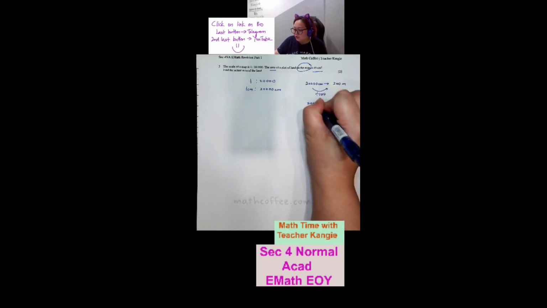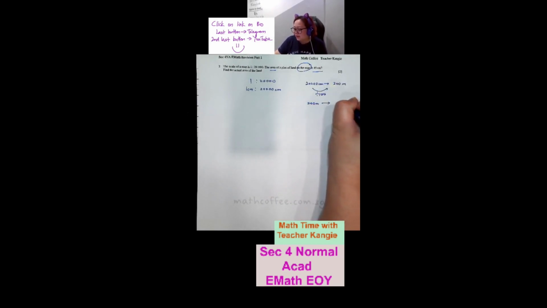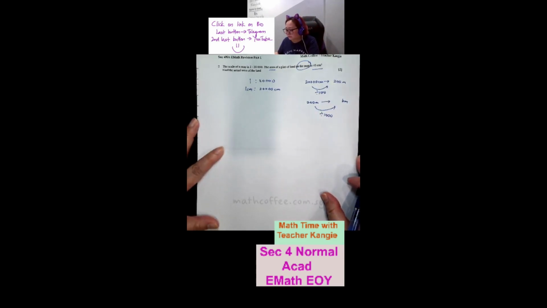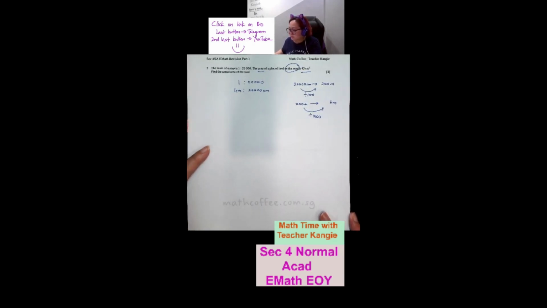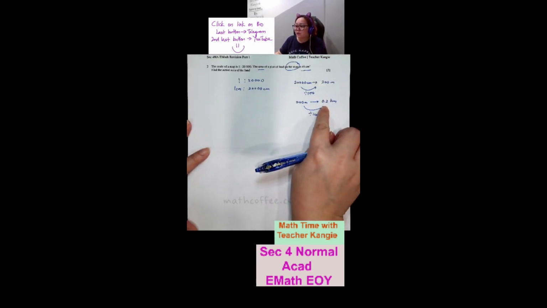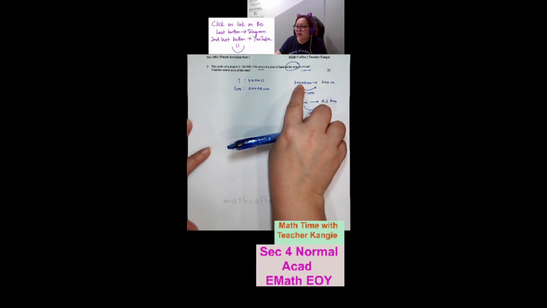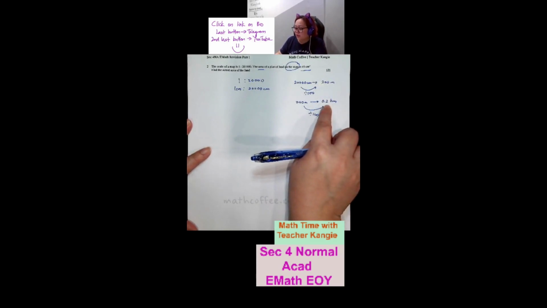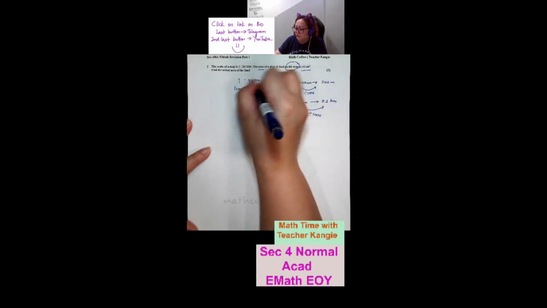Then we're going to change the 200 meter to km. So 1000 meter is 1 km, so we know that we have to divide by 1000. So with this, we will know that 200 meter is 0.2 km. So in other words, 20,000 cm is 0.2 km. So we will change this right hand side to 0.2 km.